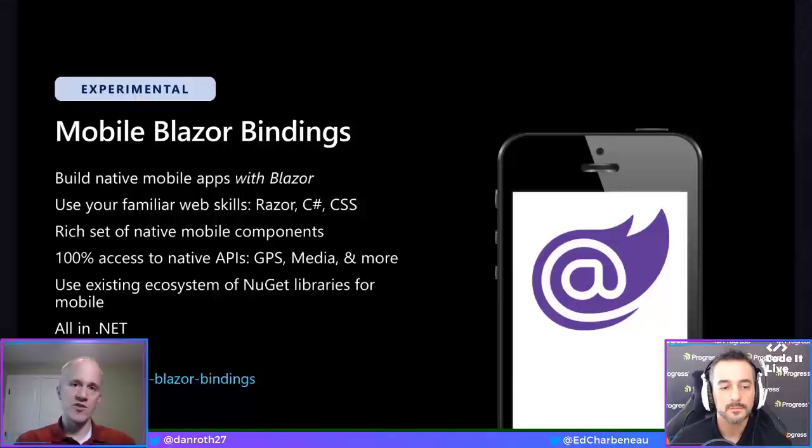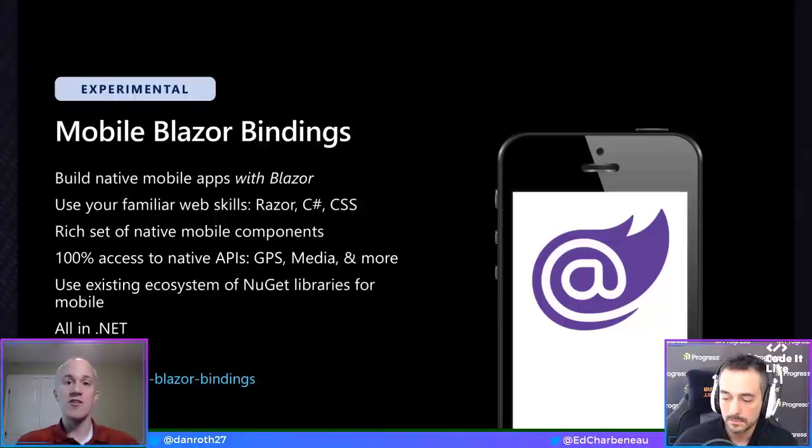More recently, we've also released this experimental project called the Mobile Blazor Bindings, which enables you to build fully native UI. With the Mobile Blazor Bindings, you're running natively on the machine. You're writing Blazor components. You're writing Razor files, but you're actually rendering to native UI controls. You have full access to the device and its capabilities, full access to the .NET ecosystem, but using a familiar web programming model to build your app.